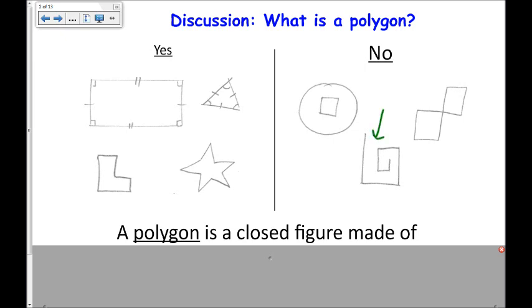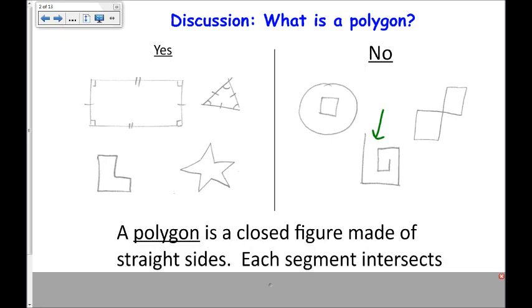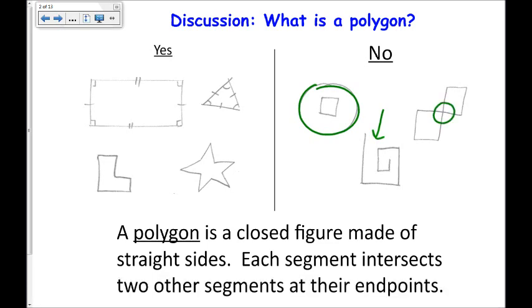Also I hope you notice that they have straight sides. There are straight sides like this one; this right here does not have straight sides, so it's not a polygon. The other thing is that it can't overlap itself, like this one does. So the definition that we have for a polygon is a closed figure made of straight sides where each segment intersects two other segments at their endpoints. But basically that last part means it doesn't cross itself.